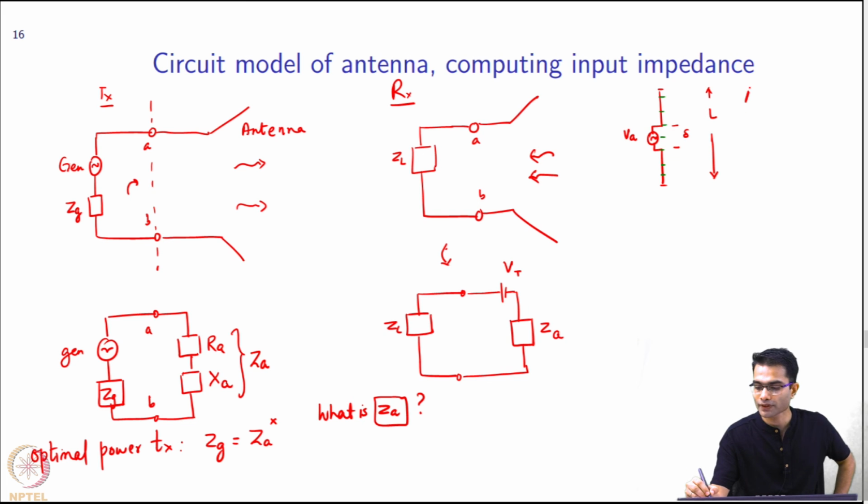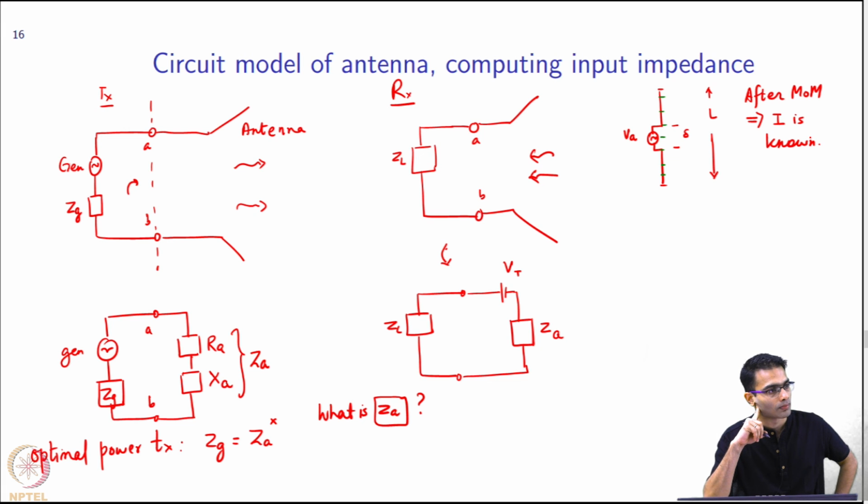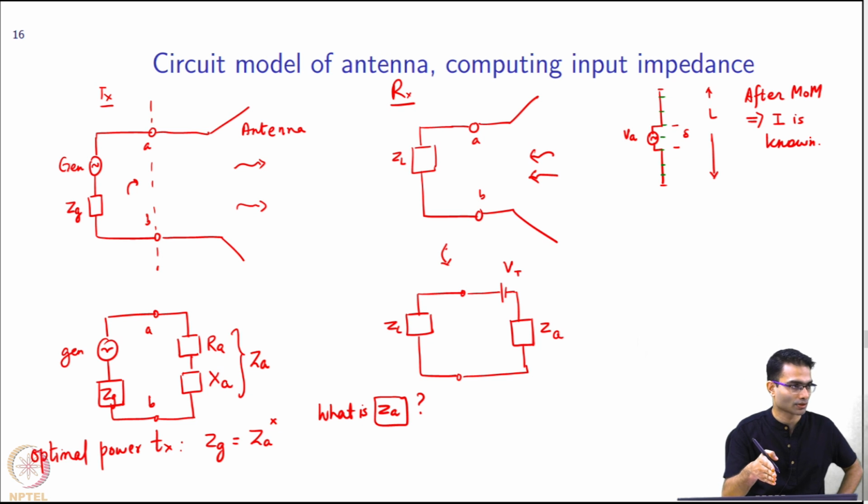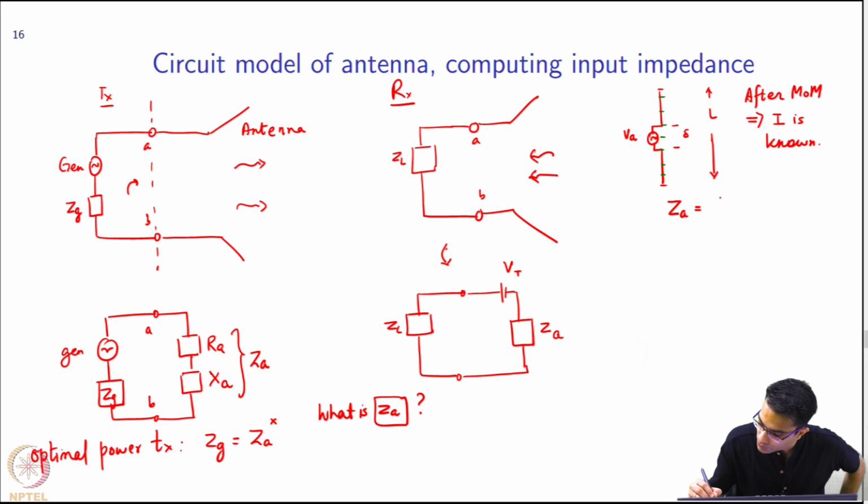So the end result after MOM, what is it that is known? I is known after I solve the integral equations. Very good. What is ZA now? I is a function of space, right? I expanded I on a pulse basis along the length of the antenna. So now which I will I put? Near the source, right? So after solving, ZA will be equal to this applied voltage VA divided by the current there.